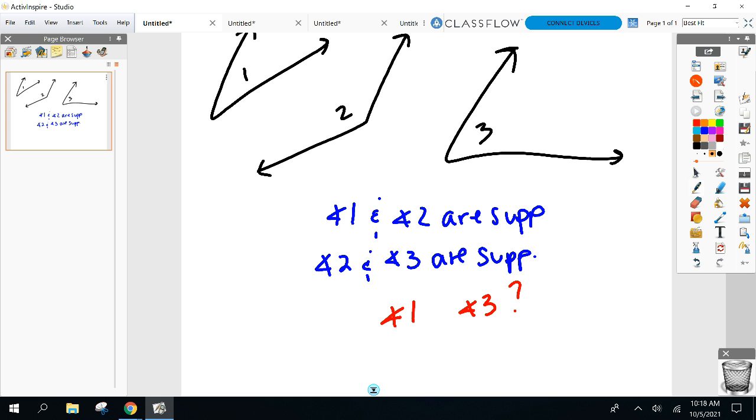How many people think they're supplementary? Maybe anybody that went through your mind? Oh, 1 and 2 are supplementary. 2 and 3 are supplementary. That means 1 and 3 are supplementary.